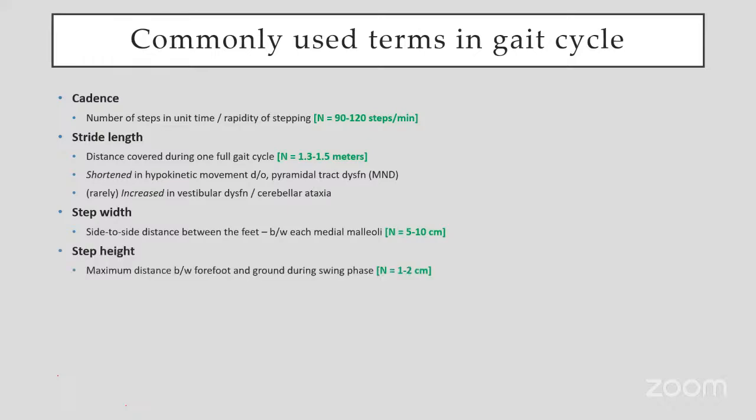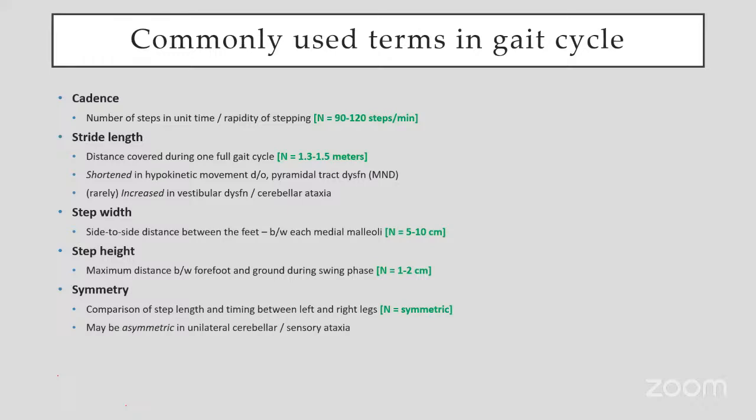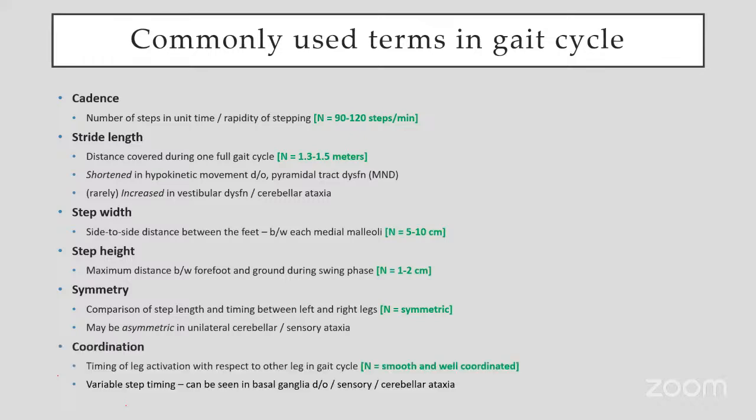Okay, sir. Followed by step height, the maximum distance between the forefoot and the ground during the swing phase, that is 1 to 2 centimeters. The symmetry is comparison of step length and timing between the left and right legs. Normally it is symmetric. It may be asymmetric in unilateral cerebellar or sensory ataxia. And coordination is the timing of leg activation with respect to the other leg in gait cycle. Normally it is smooth and well coordinated. Variable step timing can be seen in basal ganglia disorders or due to sensory or cerebellar ataxia.